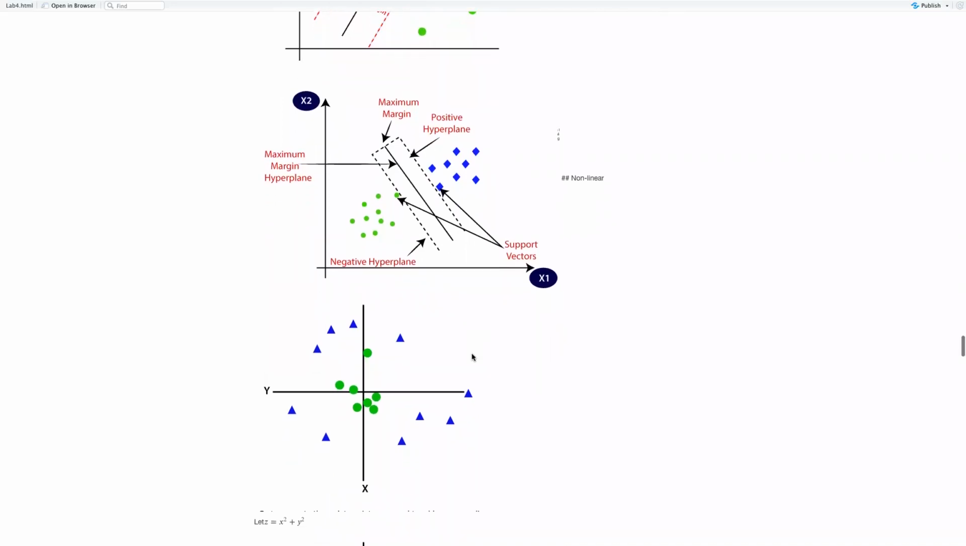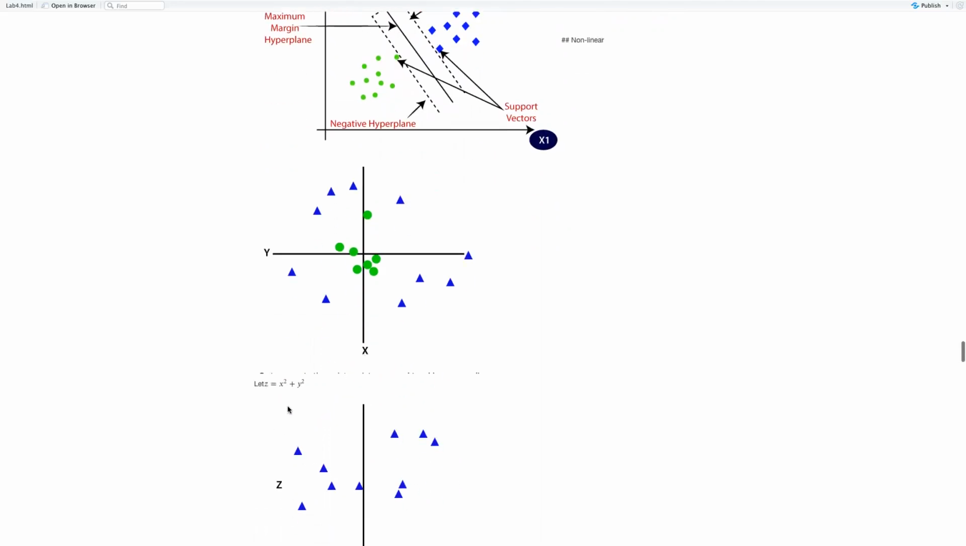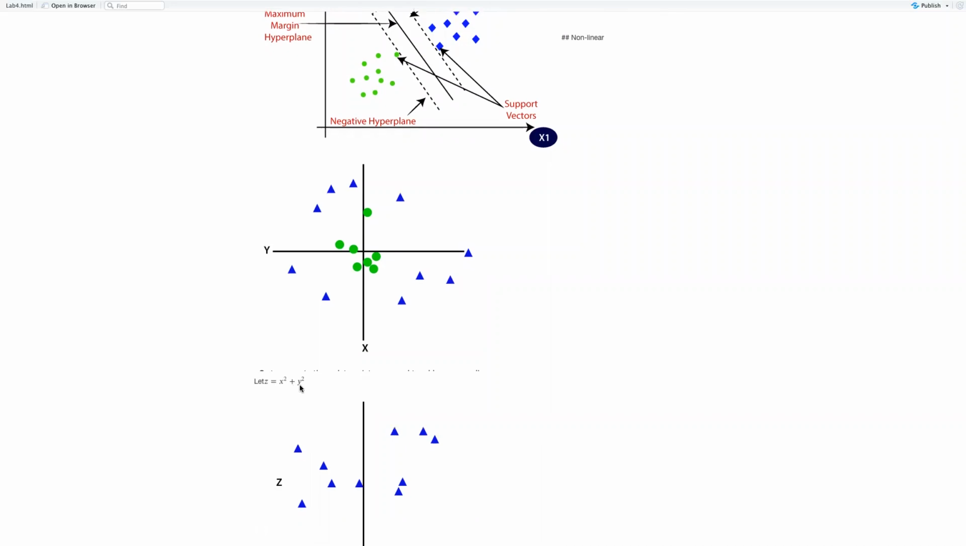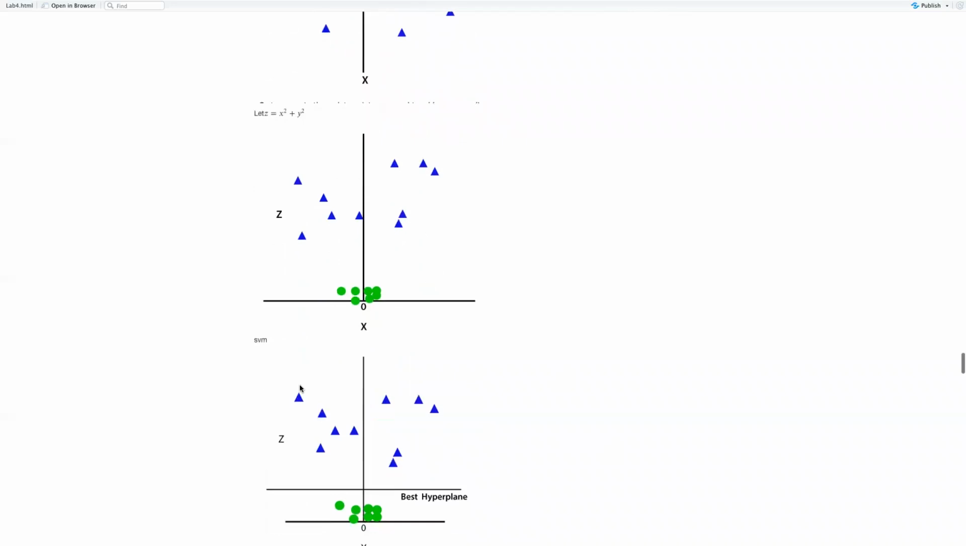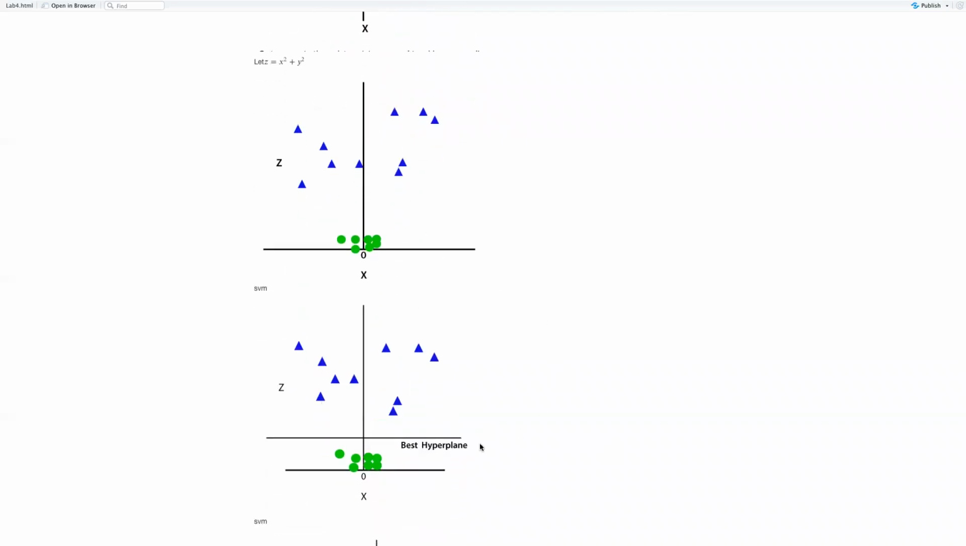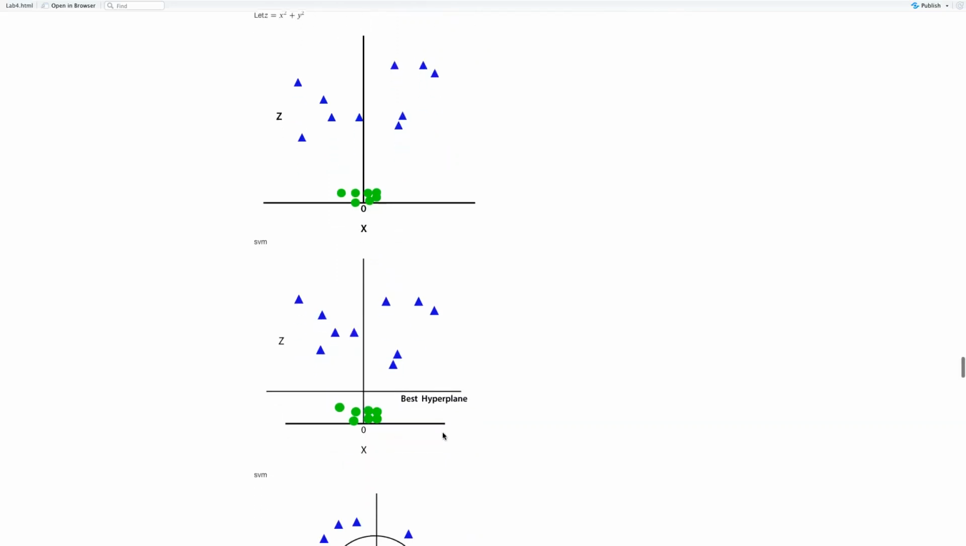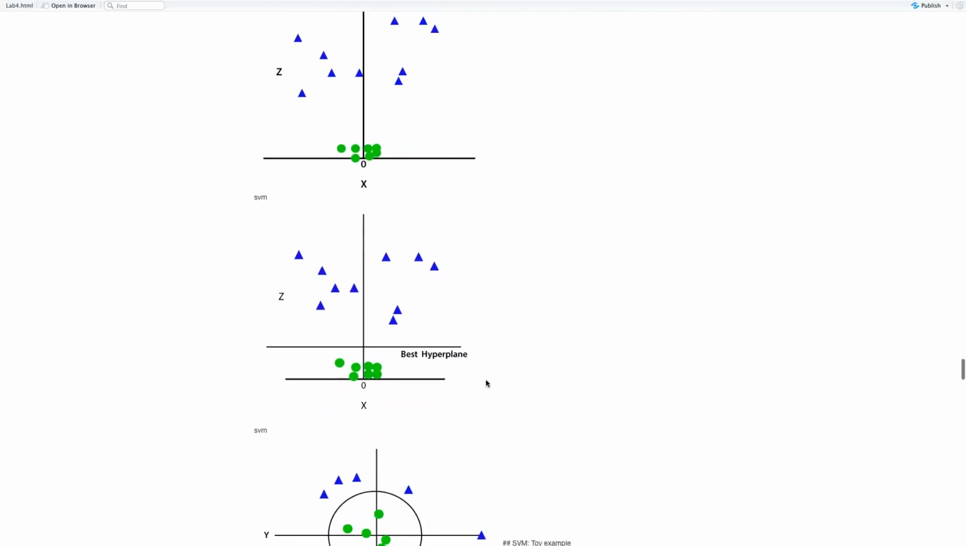And if the data is nonlinear, we cannot draw a single straight line. So we consider an image like this. Now we need to transform this a little bit. We let z equal x squared plus y squared, and then we replot this data. Now we are able to use a linear plane to separate them.